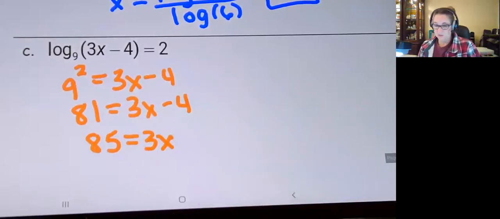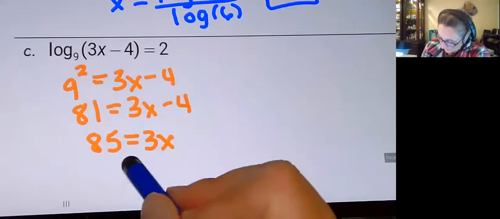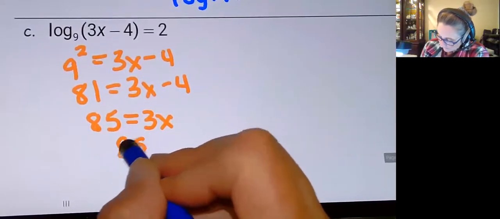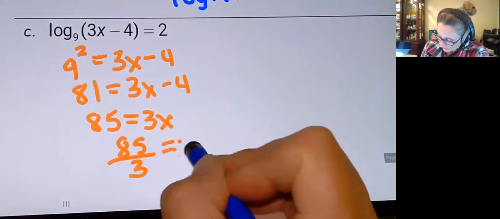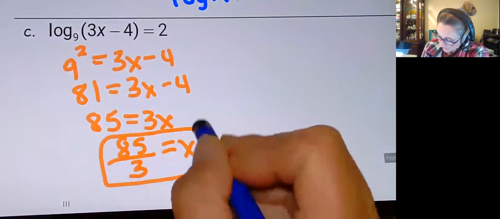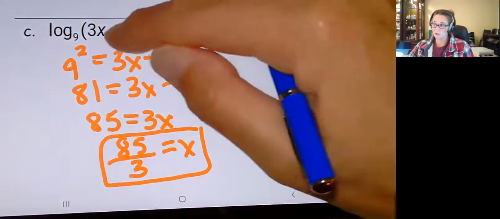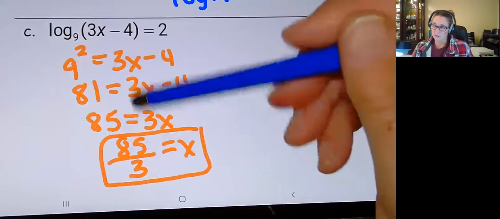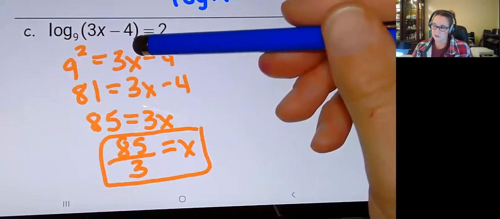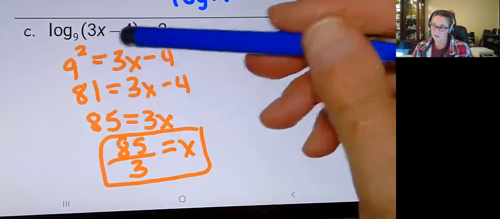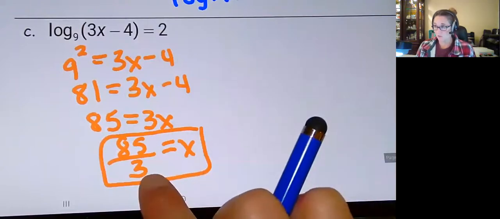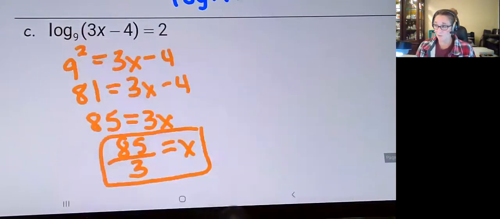I am going to divide both sides by 3, and I'm going to get 85 over 3 is equal to x, and just leave it like that. That's going to be your answer. Again, you want to check to make sure that this is not going to be negative, but when I put 85 thirds, 3 goes into 85 way more than 4 times, so this is definitely going to be something bigger than this. It's going to be positive. If you're not sure, put it in your calculator. 3 times that minus 4. Make sure it's positive.